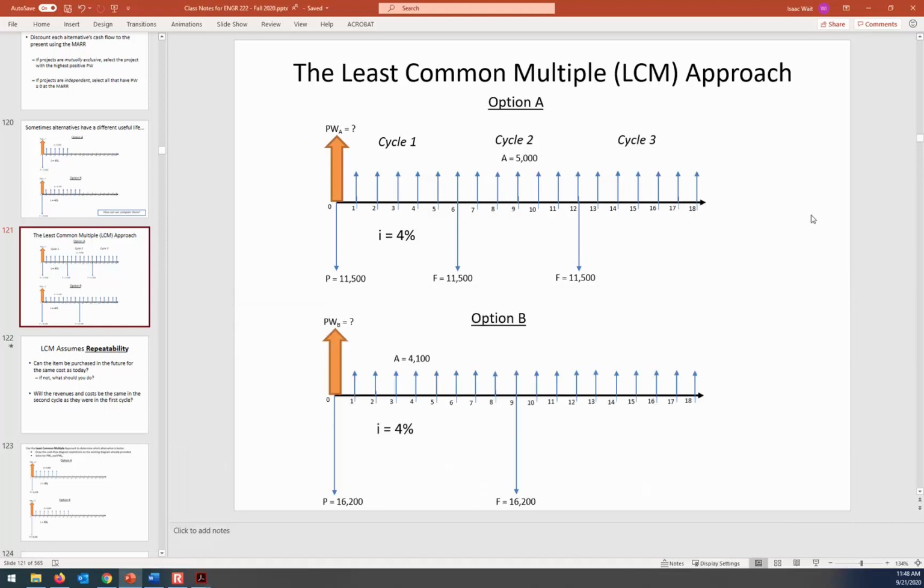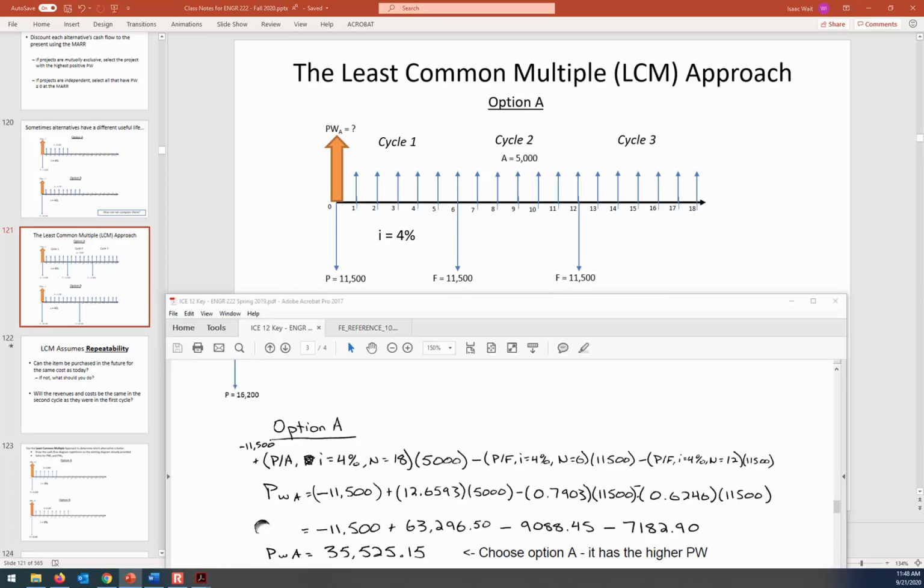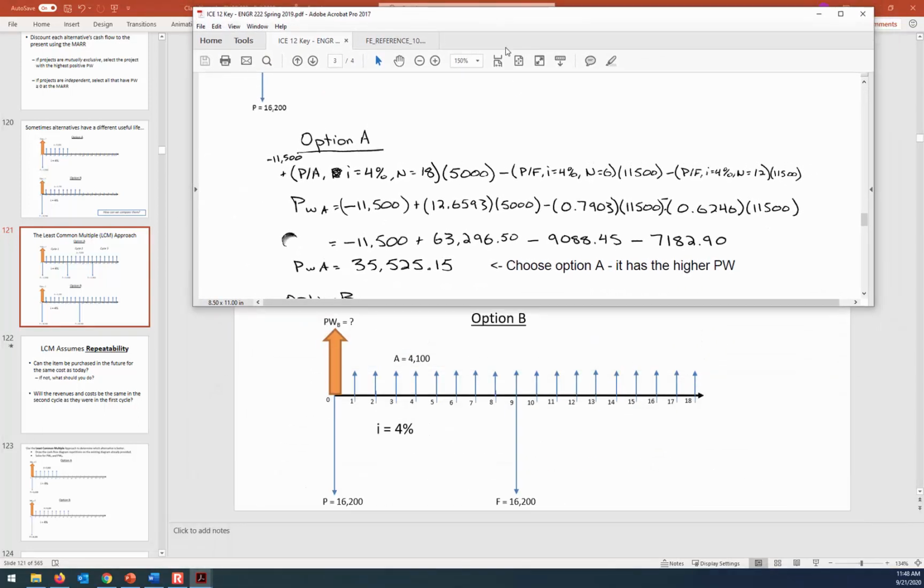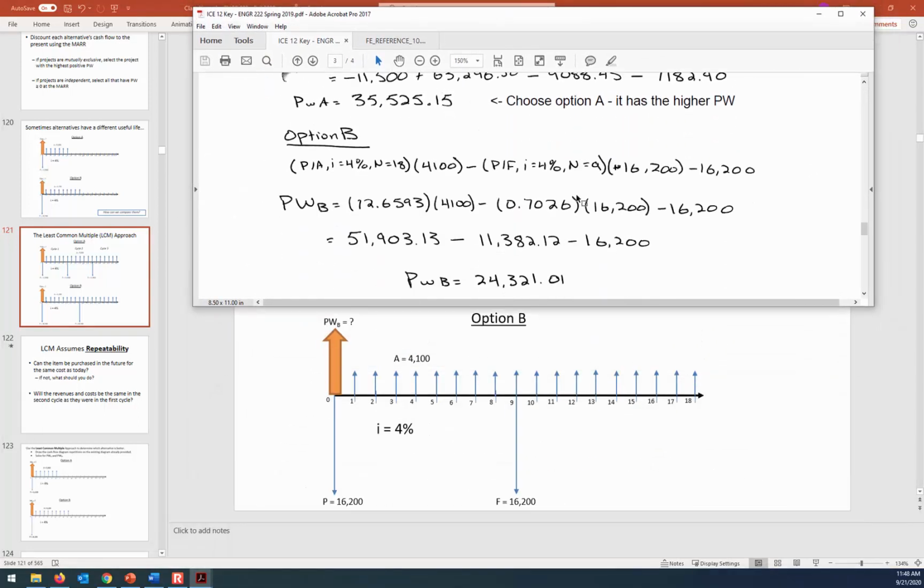All right, now the other cash flow diagram. Let's look at option B. Maybe I can bring that up on top. Okay, option B. So there's already 16,000 at the present. So here I've put that at the end, the minus 16,200. So I'm going to find the present value of the 4,100, the present value of the 16,200 that I am purchasing the second time at year 9.